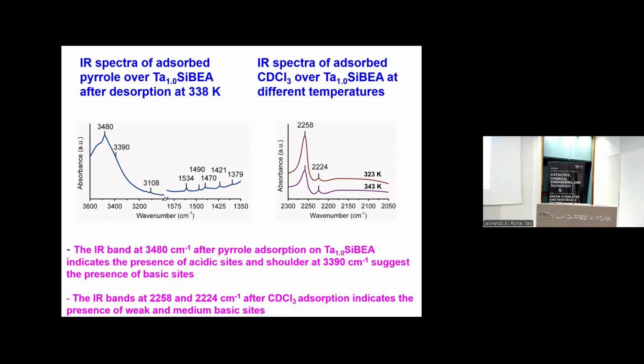of species. In the case of this band, this is related to the presence of acidic sites, and in this case it is related to the presence of basic sites. Here we can see that there are different kinds of basic sites in the zeolite with tantalum. So we think that these different kinds of active sites can be active in the reaction of formation of 1,3-butadiene.